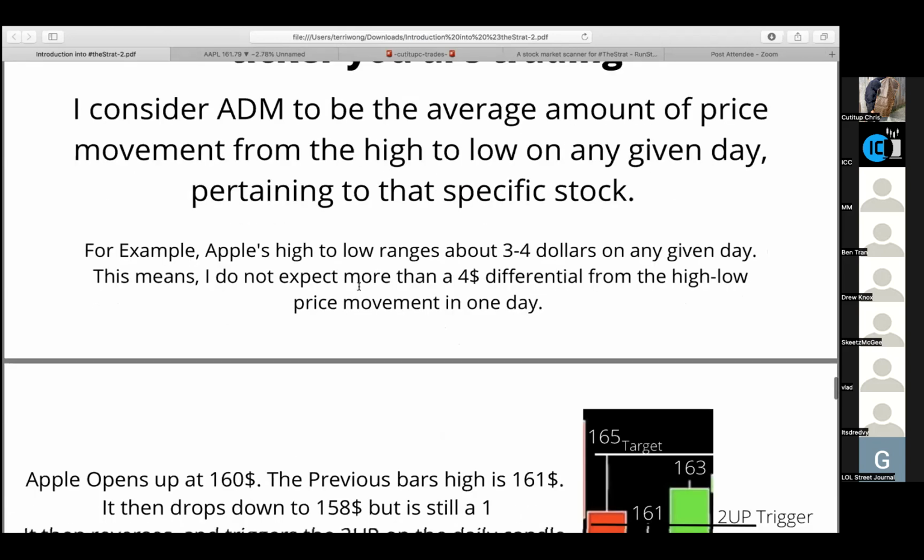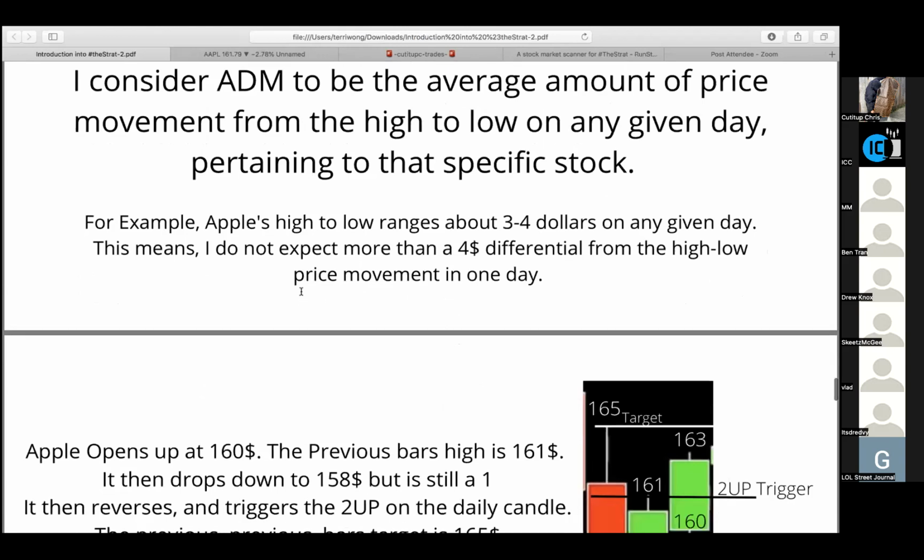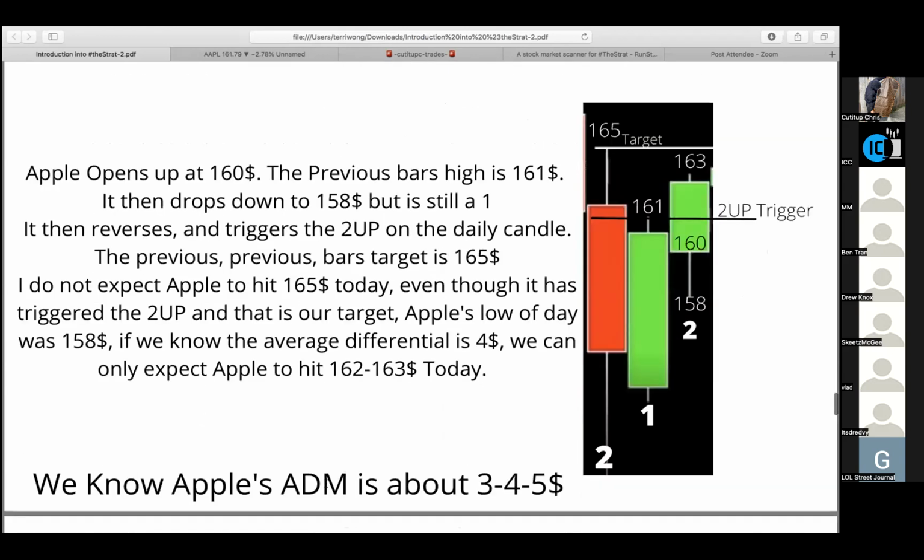So I'll give an example of Apple. Let's say we know Apple's daily price movement is $3 to $5, right? So Apple opens up at 160. We're looking at this candle right here. Apple opens up at 160 right there. The previous bar's high is 161. So right now we're still a 1.